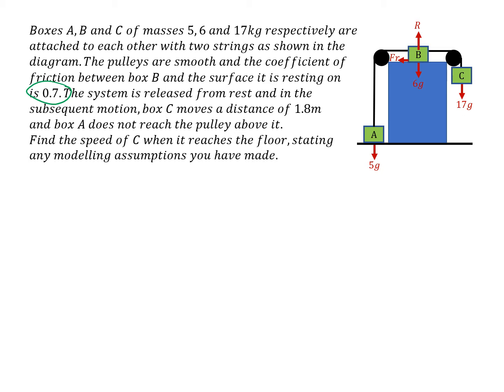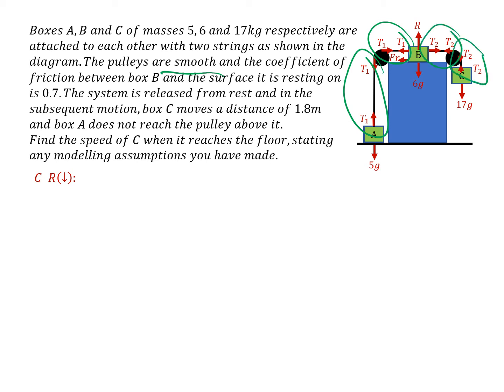I've got two strings, this one here and this one here. So I've got likely two different tensions as well. So I'm going to call those tensions T1 and T2. The pulleys are smooth, so these two tensions are the same as those two tensions. These two tensions are the same as those two tensions.